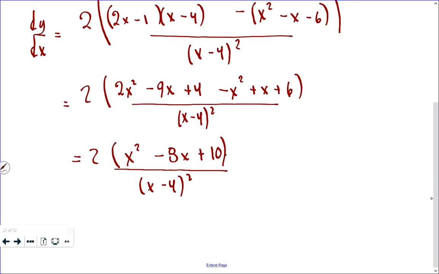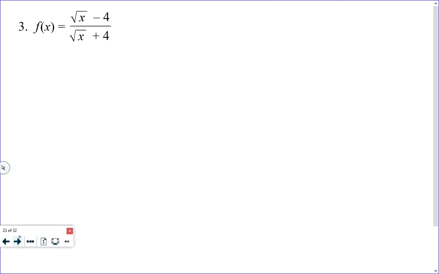Does x squared minus 8x plus 10 factor? Well, the coefficient of the quadratic term is 1. So if it does factor, you would be looking for two numbers that multiply to give 10 and add to give negative 8, and there are no two integers that do that. So are we okay with that? That's your answer. Root x minus 4 over root x plus 4.